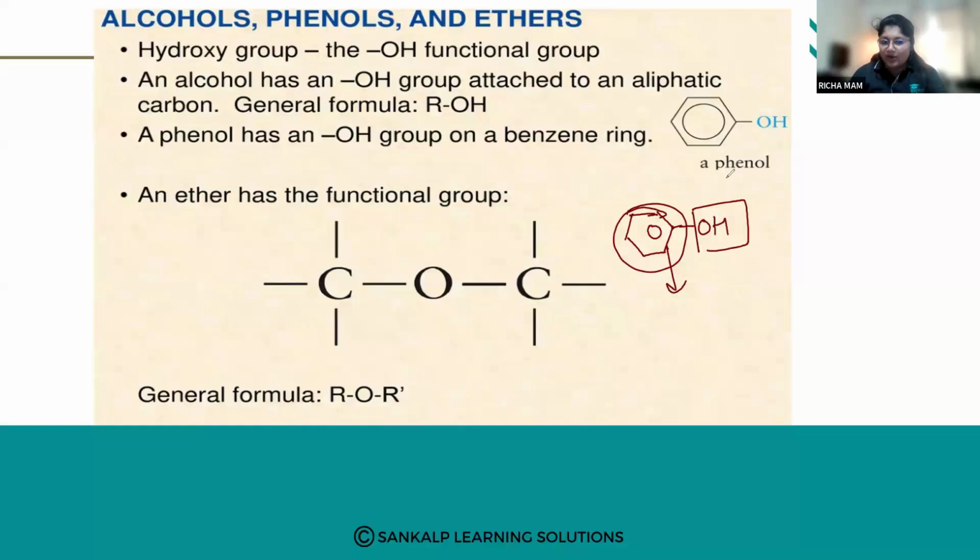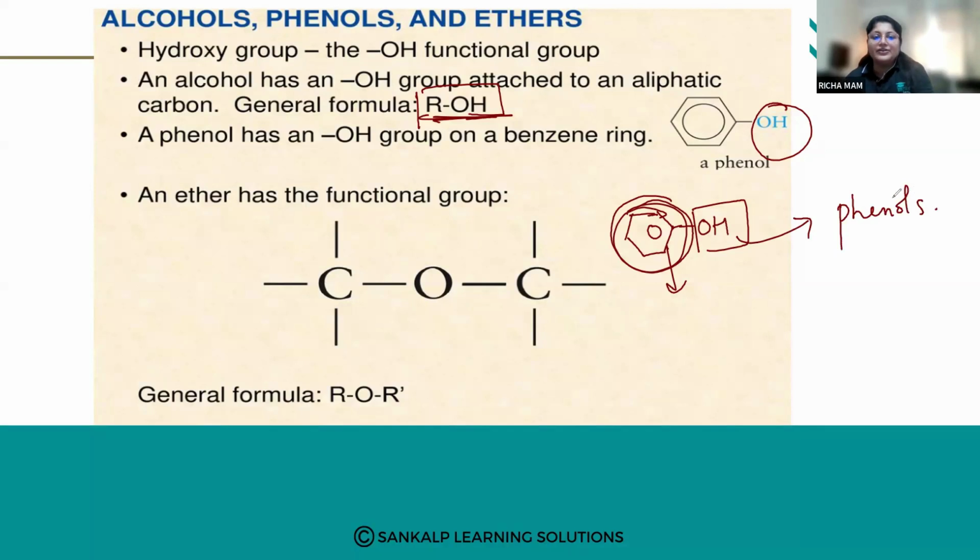So alcohols, how are they represented? The hydroxy group, the functional group, is attached to an aliphatic carbon, that is ROH. And in phenols, the hydroxy group is attached to an aromatic ring, a benzene ring. Then we give this class of compound the name phenols.